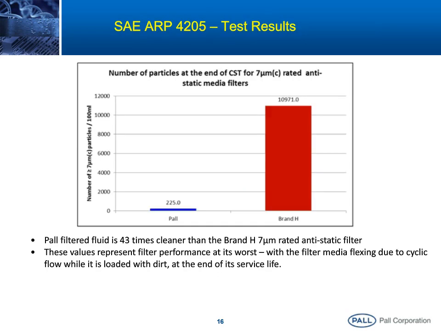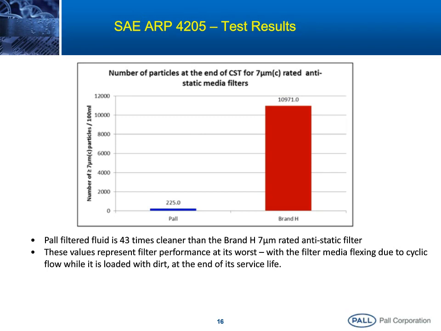It is important to note these numbers represent the filter performance at its worst, when the filter is loaded with dirt towards the end of its service life and is being subjected to cyclic flow, which induces cyclic stresses, of course, flexes the filter media. The number of 7 micron particles per 100 ml shown are upstream of the filter. This shows how well the SAE cyclic test method can differentiate between similarly rated filters.